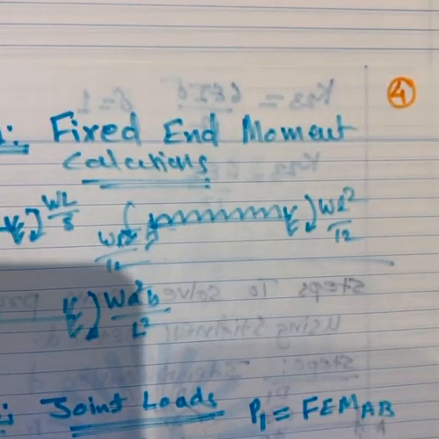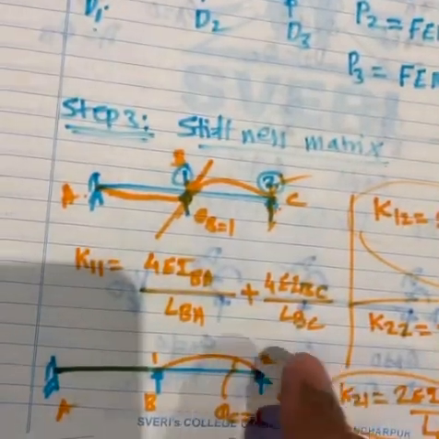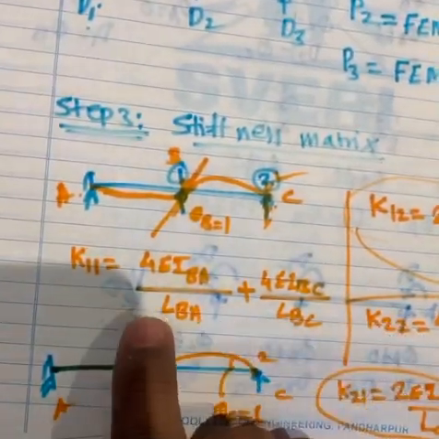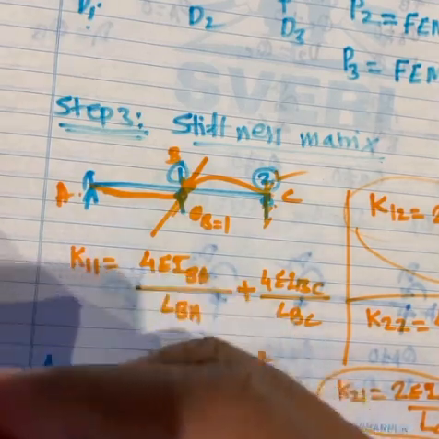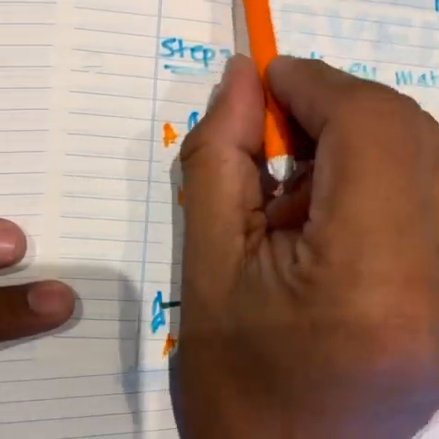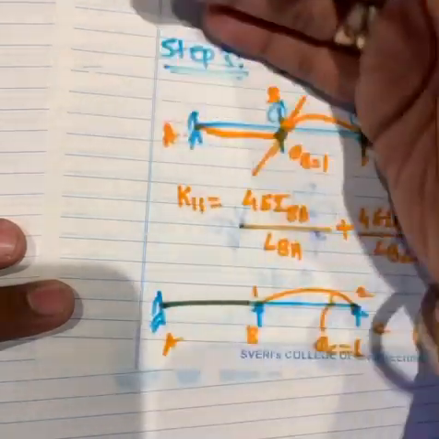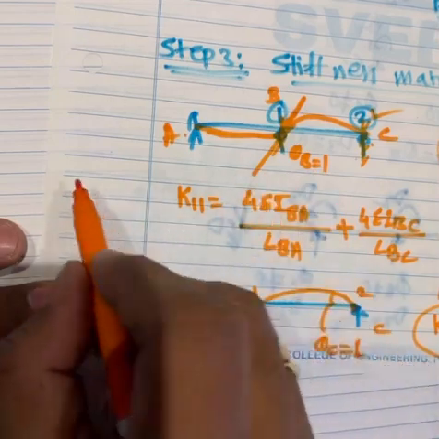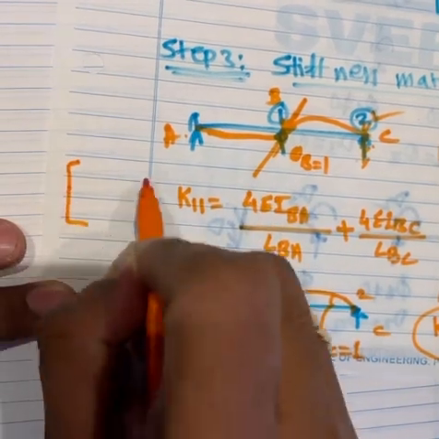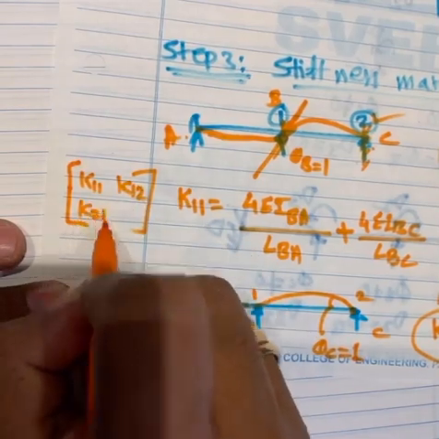You have to understand the size of the stiffness matrix here. It is 2 by 2. Why is it 2 by 2? Because the degrees of freedom in this case is 2. So don't consider it 3, here it is 2. The K matrix will become something like this: K11, K12, K21, K22.